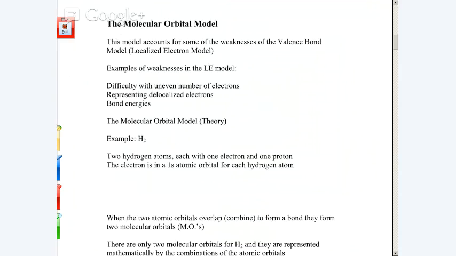All right, let's talk about molecular orbitals. So the reason we talk about this is probably the most difficult concept to grasp. Would you agree, Akash, of the whole semester?